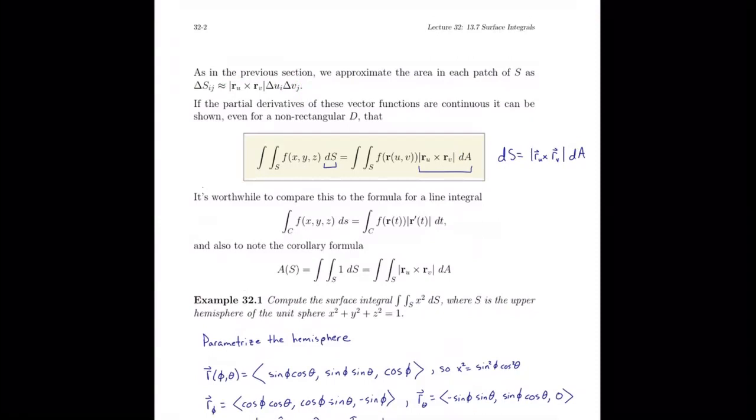dS is a handy notation, but it doesn't tell us how to actually calculate these things. And of course, we're going to plug into f's argument the vector function r of (u, v), so that way we actually travel along this surface S that r describes.